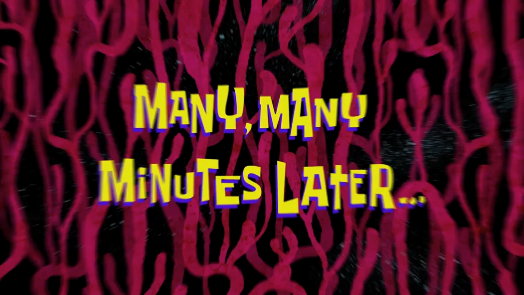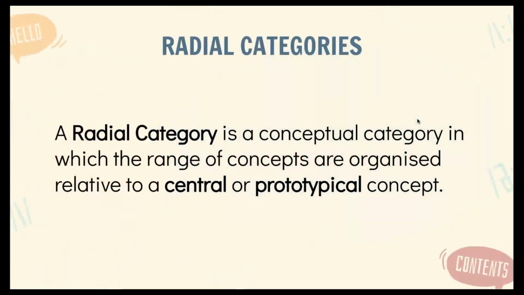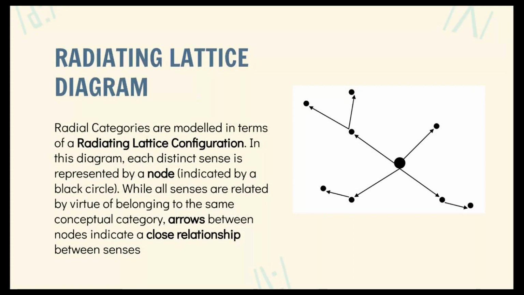Many minutes later. Word as a radial category. A radial category is a conceptual category in which the range of concepts are organized related to a central or prototypical concept. Radial categories are modeled in terms of radiating configuration. In this diagram, each distinct sense is represented by a node, while all senses are related by virtue of belonging to the same conceptual category. Arrows between nodes indicate a close relationship between the senses.